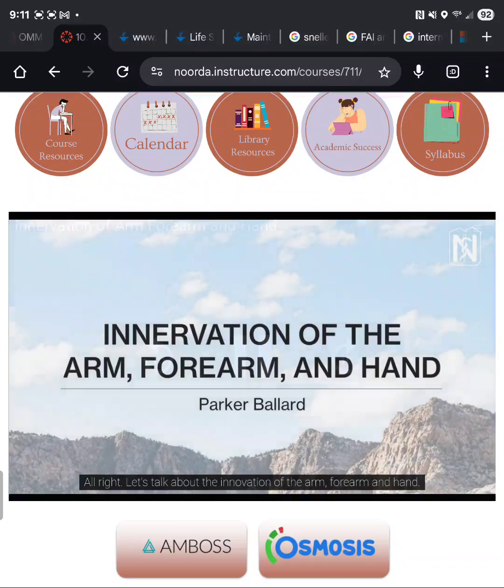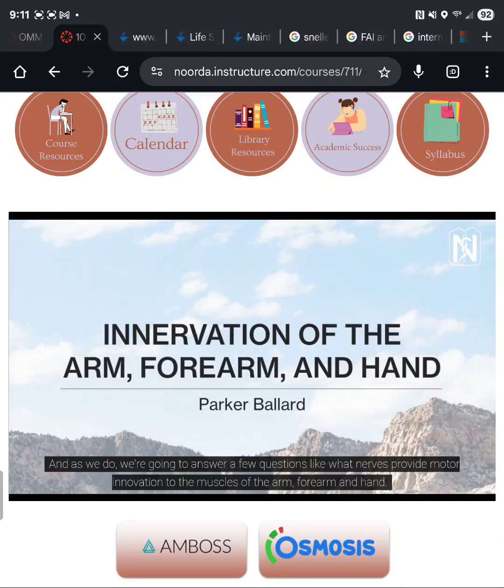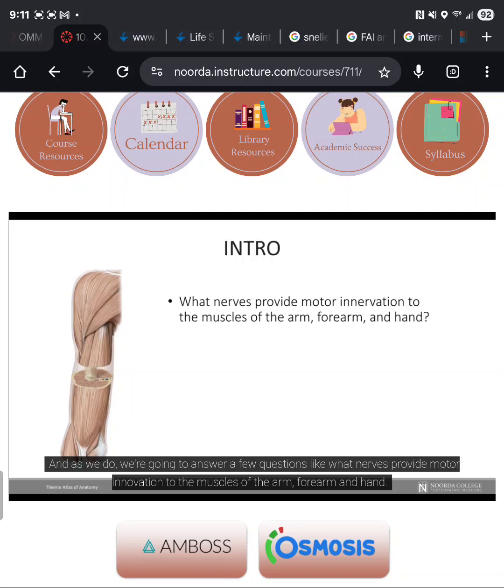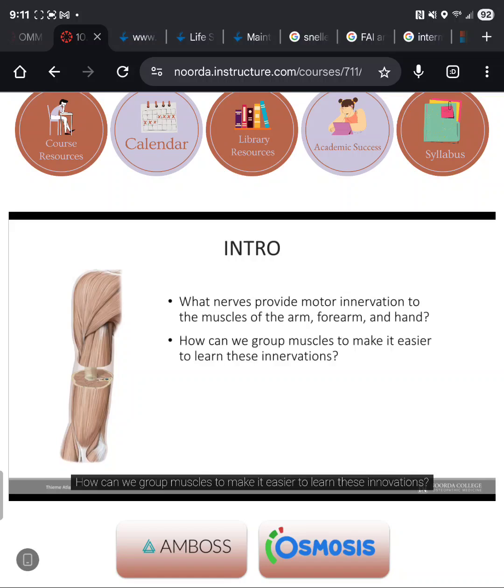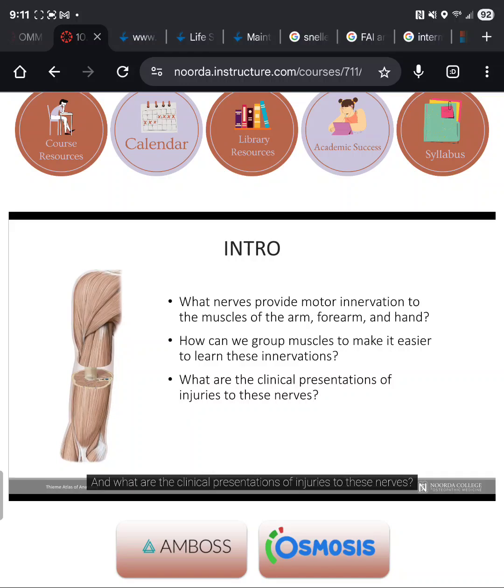the arm, forearm, and hand. And as we do, we're going to answer a few questions like, what nerves provide motor innervation to the muscles of the arm, forearm, and hand? How can we group muscles to make it easier to learn these innervations? And what are the clinical presentations of injuries to these nerves?